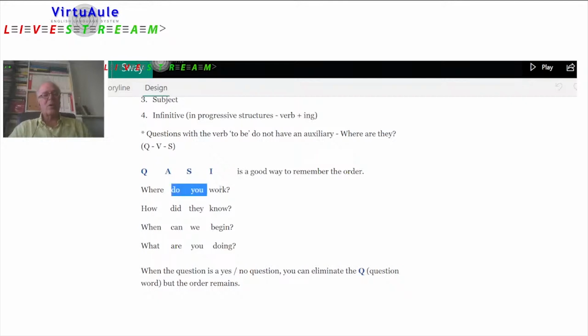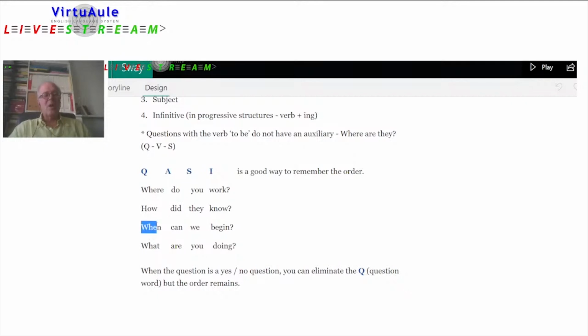Where do you work? Where is the question word, do is the auxiliary, you is the subject. Work is the infinitive. Notice, how did they know? Know is the infinitive. We know that this is in the past because of the auxiliary, right? This is the present, this is the past, not by conjugating the verb. We do not conjugate the verbs in the question.